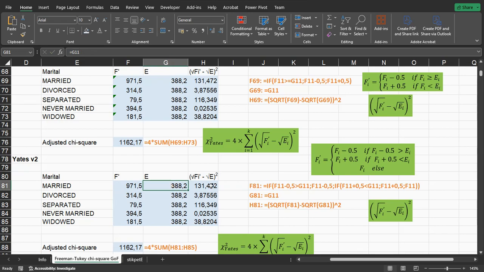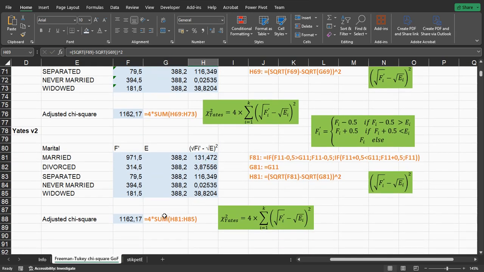The expected counts didn't change, and this formula is the same as the one over there. Again, sum all the results, multiply by 4, and you have your adjusted chi-square value. Right, and that's how you can get the output that you probably were looking for.